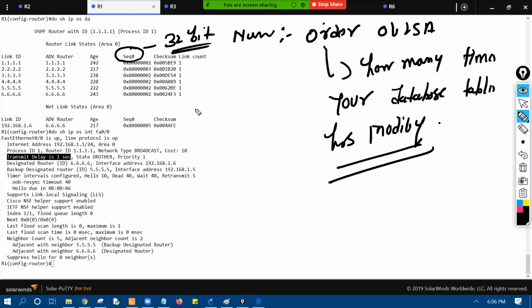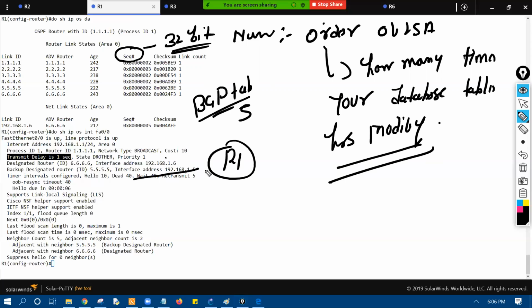Remember the BGP table version? In the BGP table version, whenever you receive an update, for example, right now the BGP table version is 5, right? Whenever I receive an update, I need to increment. Same thing: whenever a modification happens in this LSA, your sequence number will be incremented by 1.